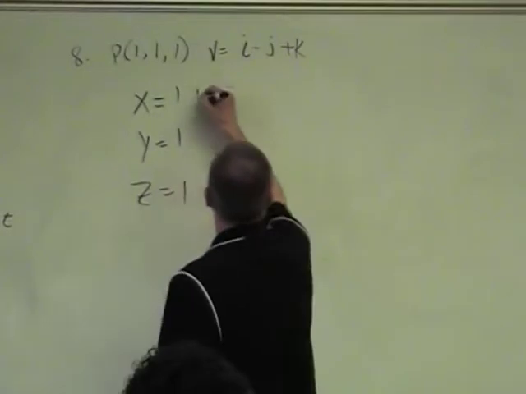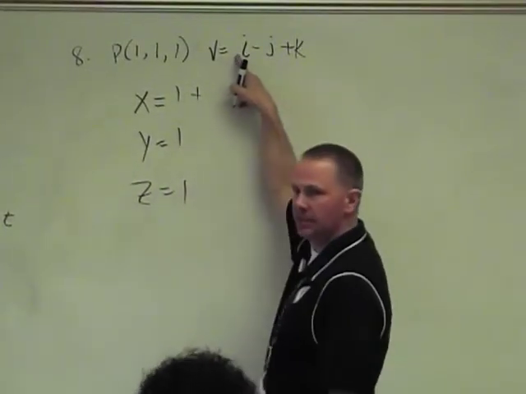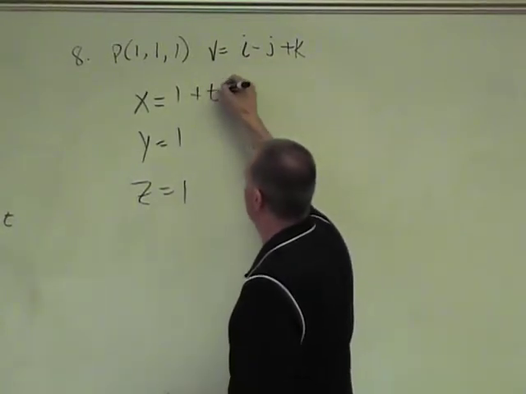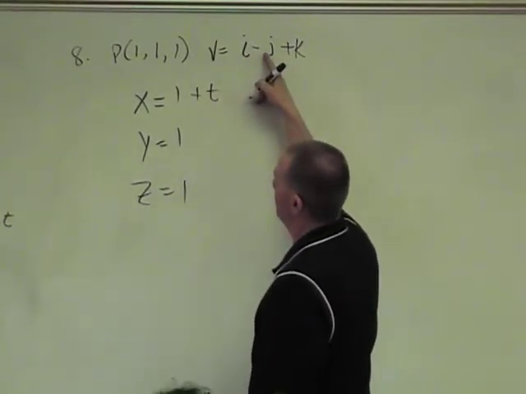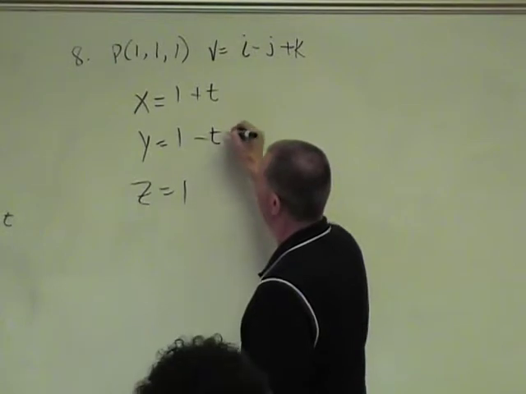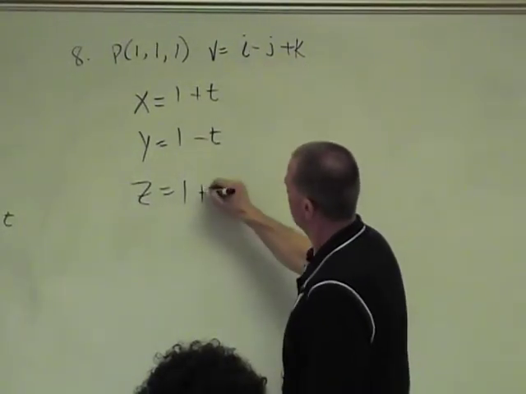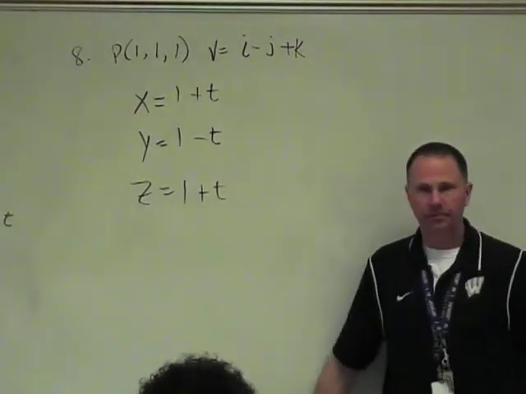Okay. X, Y, and Z. Parametric equations. 1, 1, 1 plus 1 times t. Your vector is 1, negative 1, 1. So 1t is just t. That's negative 1, so negative 1 times t is minus t. And that's 1 times t, that's just t. Who got that right?